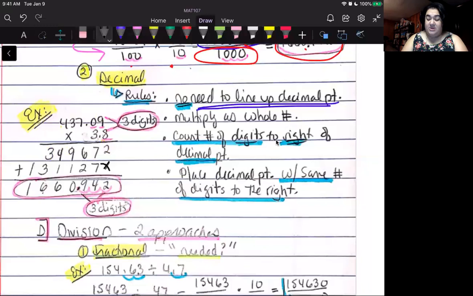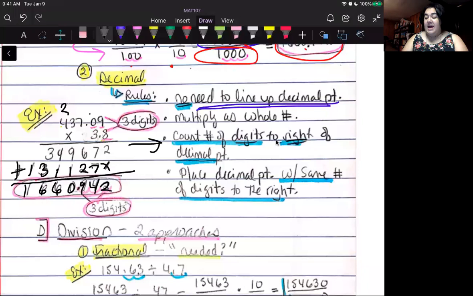3 times 9 is 27, carry the 2. 3 times 0 is 0 plus 2, so we have a 2, okay? 3 times 7 is 21, carry the 2. 3 times 3 is 9, plus 2 is 11, carry the 1. 3 times 4 is 12, and 1 is 13, okay? And then as we normally do with multiplication, we are now ready to add. You would go ahead and add all your numbers, and you get 1660942.